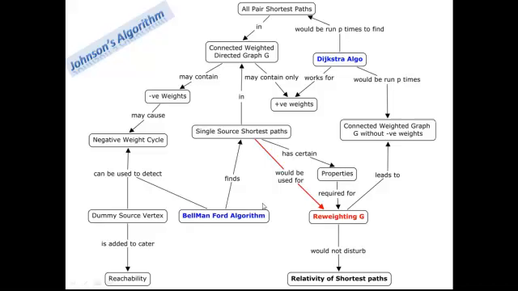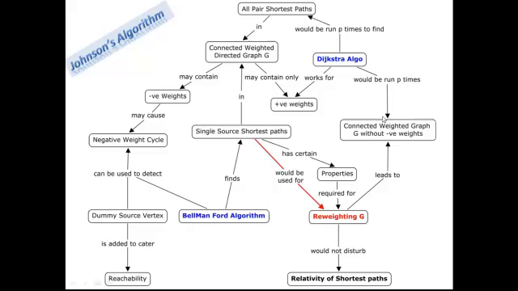Johnson's algorithm makes use of Bellman-Ford to detect negative weight cycles, and then if the graph does not contain a negative weight cycle, it finds the shortest paths, which would definitely be single source, and those single source shortest paths would be used for reweighting the graph, which would not disturb the relativity of the shortest path. This reweighting would lead to a graph that would be connected, weighted, but without negative weight.